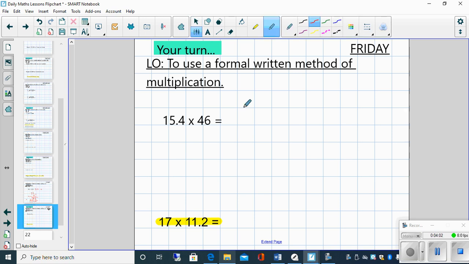Right, well done for having a try. Let's have a look to see what we got the answer. So the question is 115.4 multiplied by 46. Now we can forget about decimal points at the moment. We can look at the sum as being 1154 multiplied by 46.